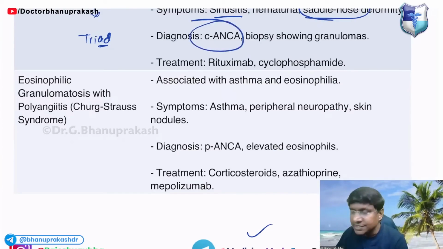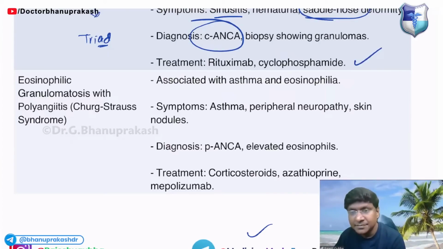What is the investigation of choice? The investigation of choice will be c-ANCA. And how do you treat? Immunosuppressants like rituximab and cyclophosphamide will be given.